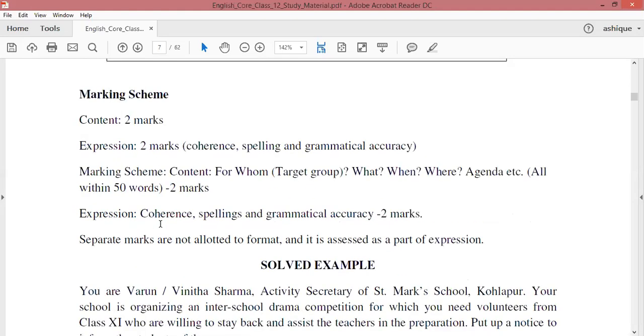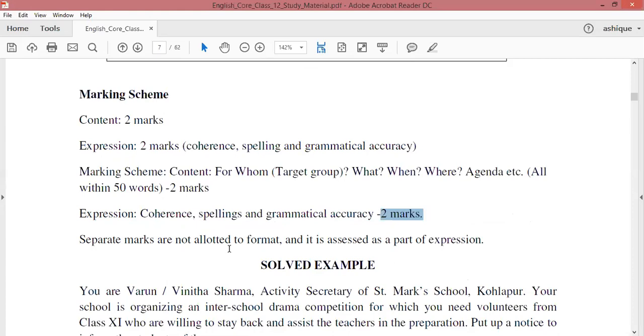Okay, expression, coherence, spelling, grammatical accuracy. These all carry 2 marks. Separate marks are not allowed for format. It is assessed as a part of expression. So part of format, it won't be given a separate mark. It is a part of expression. So the box, it is a part of expression, comes under presentation.